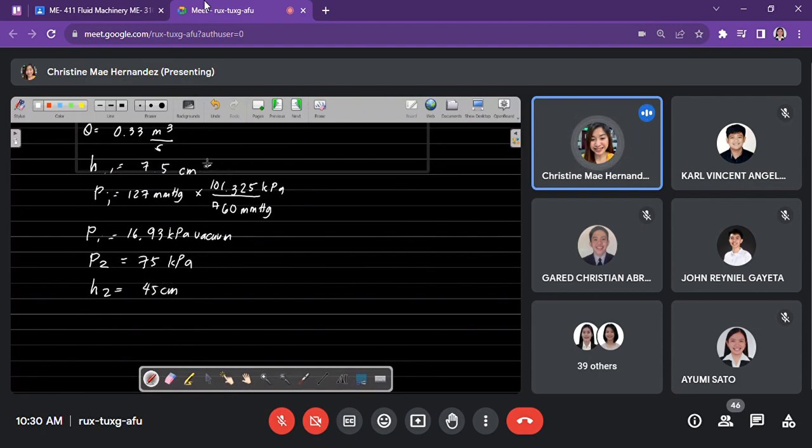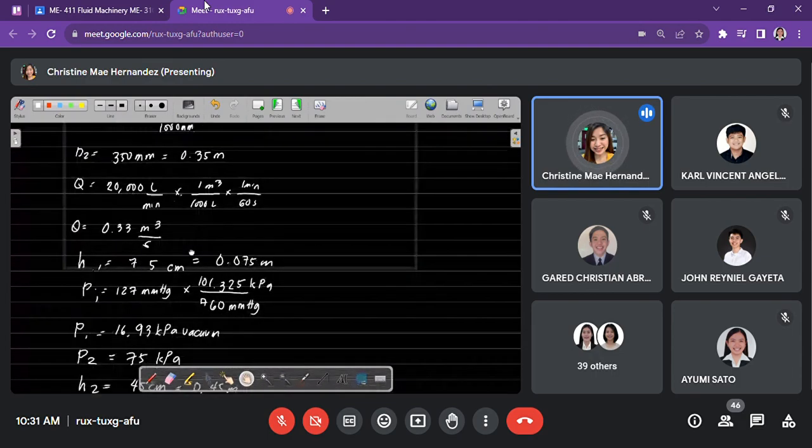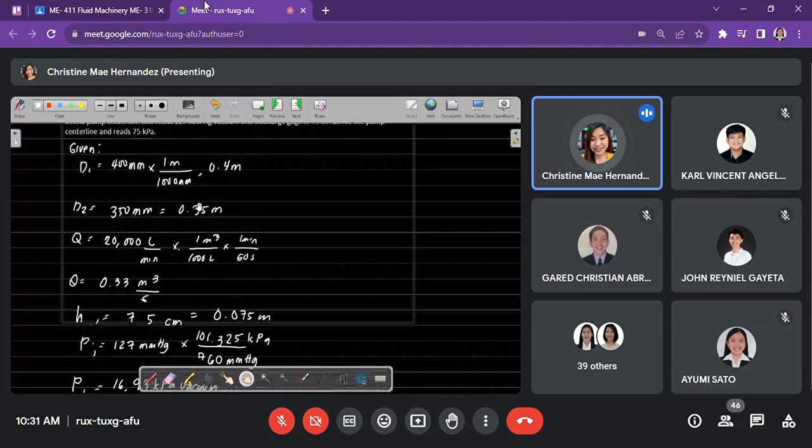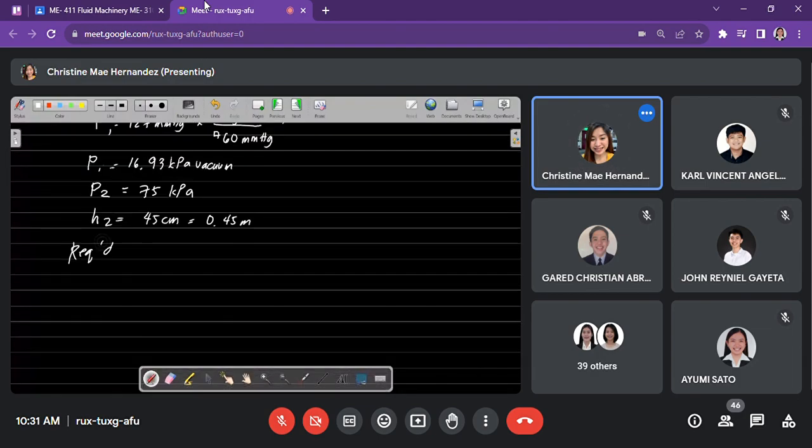So, i-convert natin into meters, 0.075 meters, and dito ay 0.45 meters. So, ang tanong dito ay, ang unknown is to calculate the pump head, meaning the total dynamic head. So, unknown is si total dynamic head.